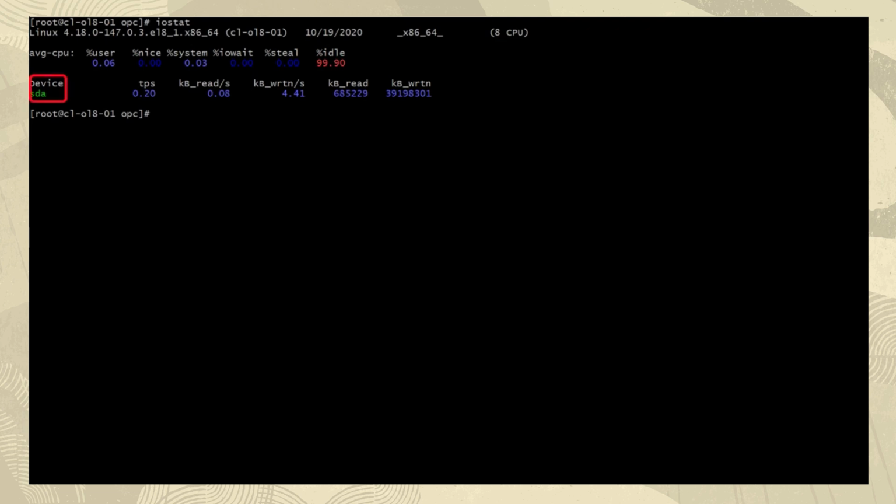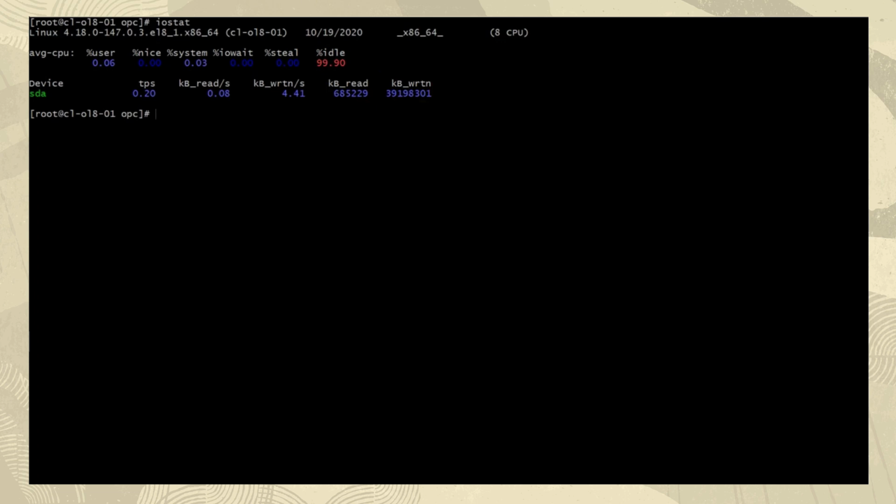The device or partition name as listed in the /dev directory. TPS is the number of transfers or I/O requests per second issued to the device. KB_read/s is the amount of data read from the device expressed in kilobytes per second. KB_wrtn/s is the amount of data written to the device expressed in kilobytes per second. KB_read is the total number of kilobytes read, and KB_wrtn is the total number of kilobytes written.